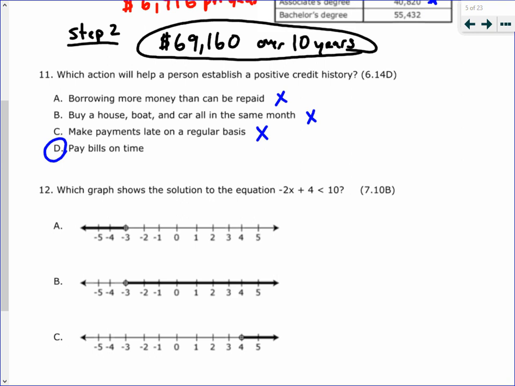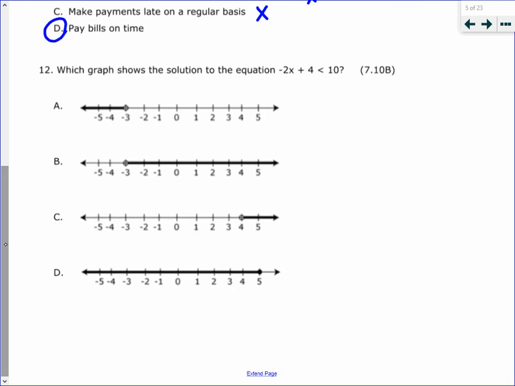All right, which graph shows the solution to the equation? That should be an inequality.